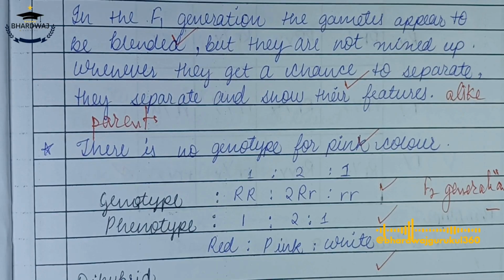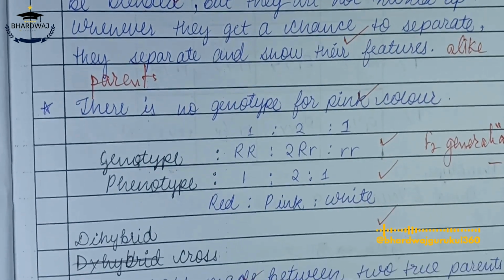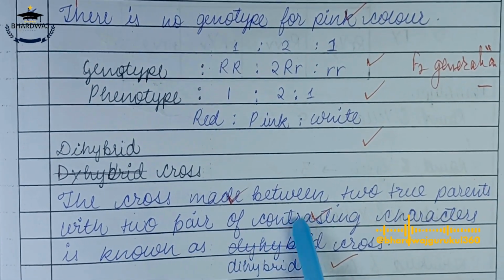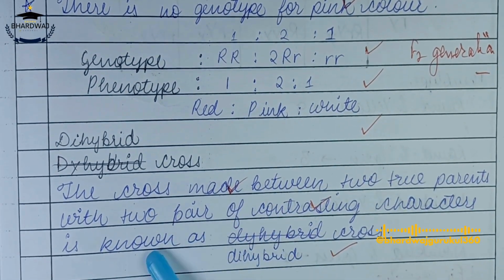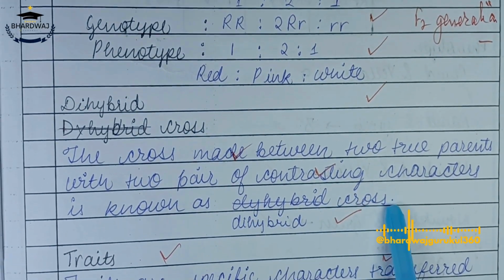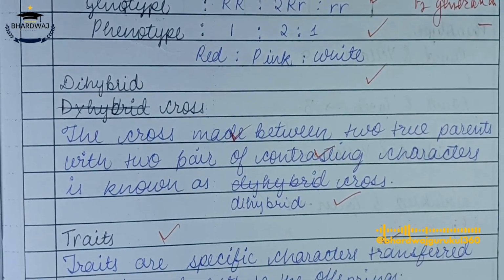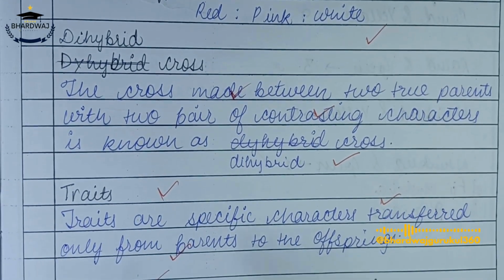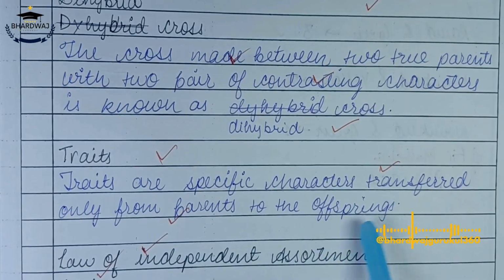Now if we make the F2 generation, we will see the dominant and recessive features of the offspring which they are showing independently. Dihybrid cross. The cross made between two true parents with two pairs of contrasting characters is known as dihybrid cross. Traits. Traits are specific characters transferred only from parents to the offspring.